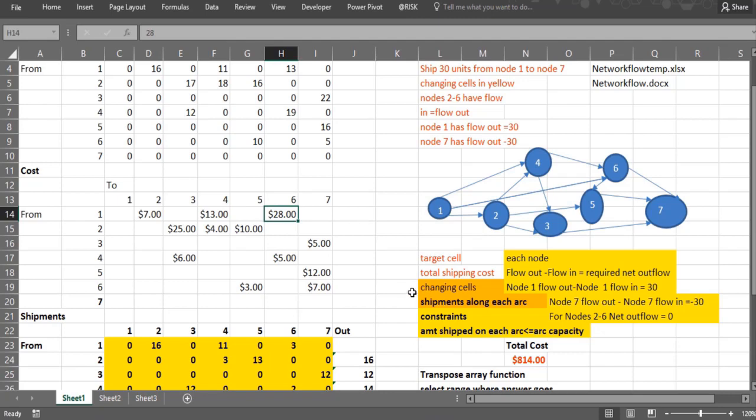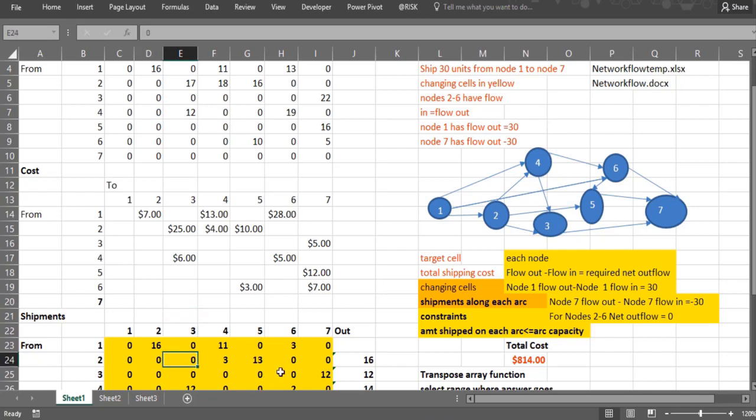Okay, so where is the solver model? You want to minimize the total shipping cost. The changing cells are the shipments along each arc. The constraints are you can't ship more in an arc than capacity. And the key thing in network models is to understand that for every node you need the flow out minus the flow in equals the required net outflow. So at node 1 we need to flow out 30 units because we have to ship 30 units. At node 7 we need to flow out negative 30 because we want 30 units to come in. And at all the other nodes, the flow out must equal the flow in.